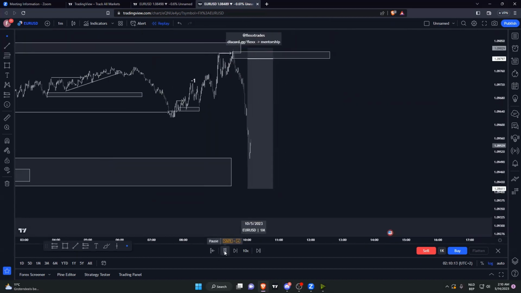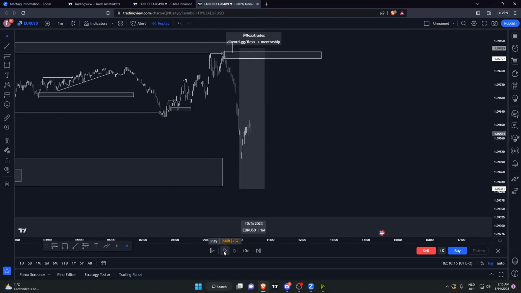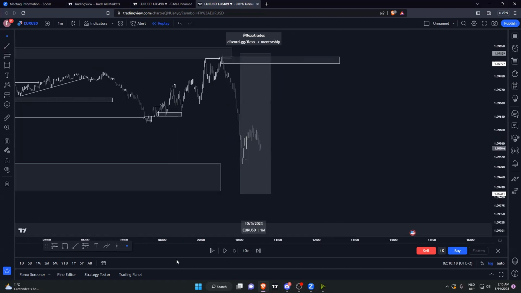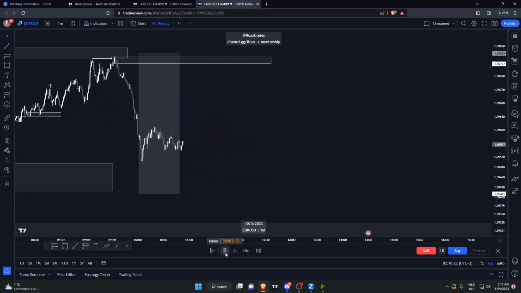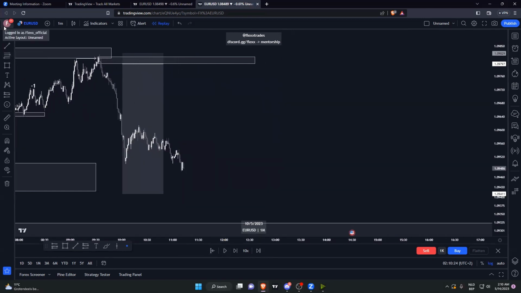And along the way, we could maybe take another setup towards here. So we want a break of structure now because we know we are in continuations. And there's my break of structure.